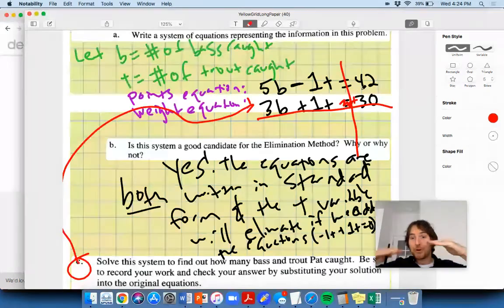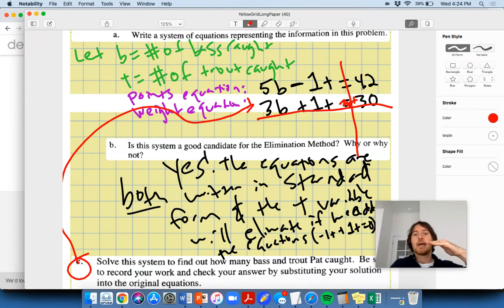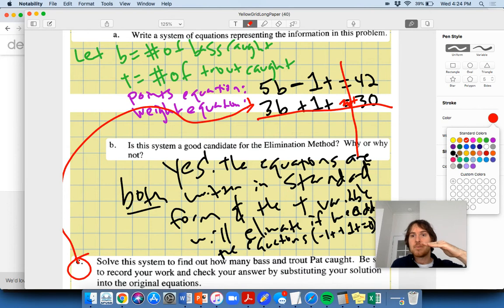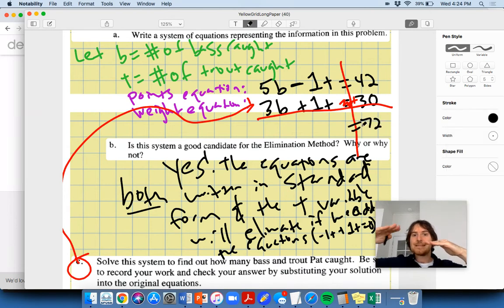So I add 30 to one side of the first equation, and my result is 42 plus 30, which is 72. And if I add 30 to this side and add 3b plus 1t to the other side, my equation remains balanced, because 3b plus 1t equals 30 based on the situation of the problem. 3 times the amount of bass plus 1 times the amount of trout is the total weight of all the fish. So 5b plus 3b is 8b.